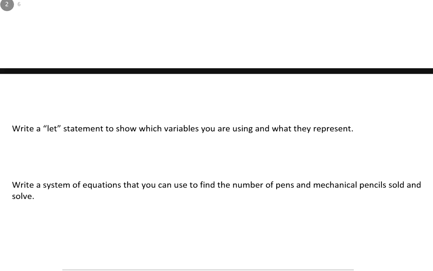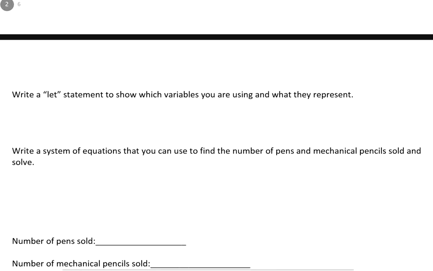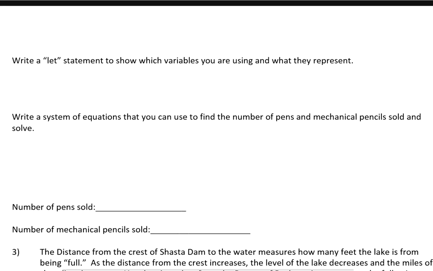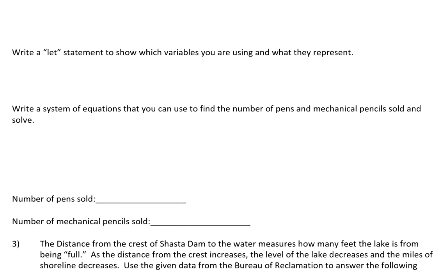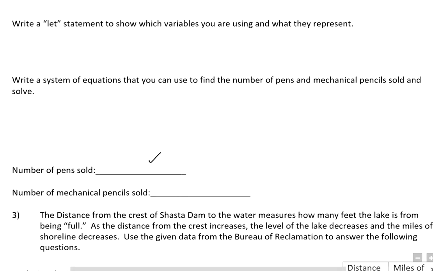But this question will be really specific. It'll say write a let statement to show which variables you are using and what they represent. Be very clear about that. What are the variables? What do they represent? Then write a system of equations that you can use to find the number of pens and mechanical pencils sold, and then solve it. And then there's spaces here where you write each of your answers.